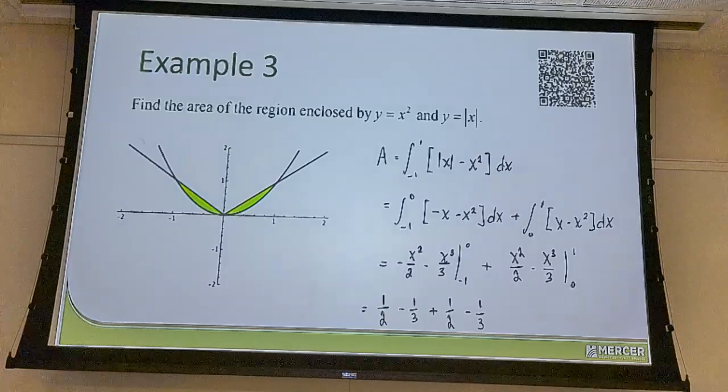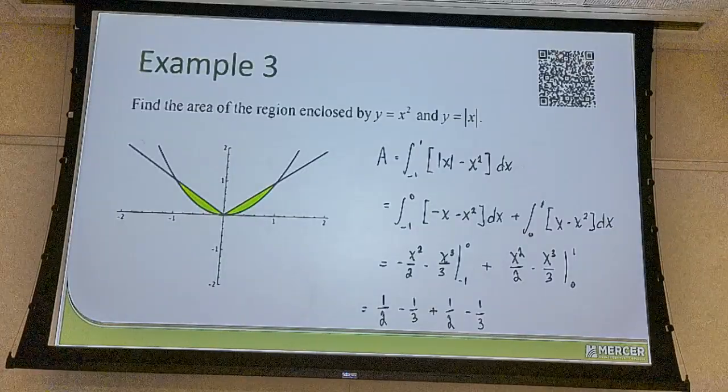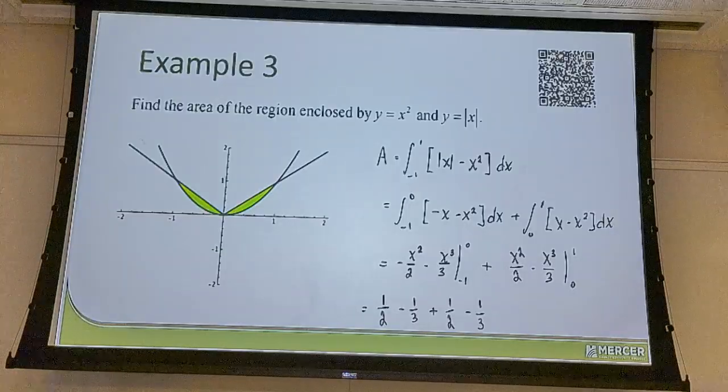Oh, but look at that. Aren't those two areas the same? You could have used symmetry and doubled. We're just pretending like we didn't see it. Half plus a half, a third plus a third, 2/3. 1 minus 2/3 is 1/3. Total area is a third.